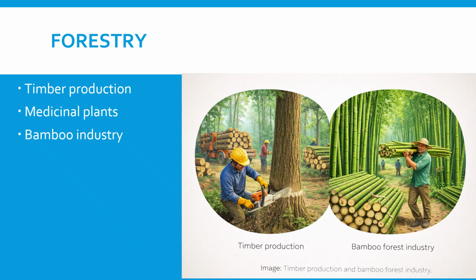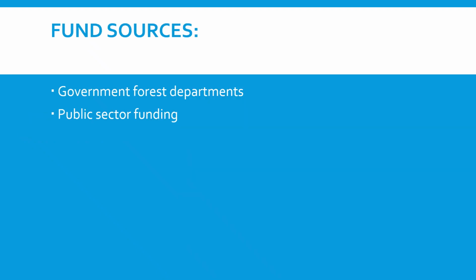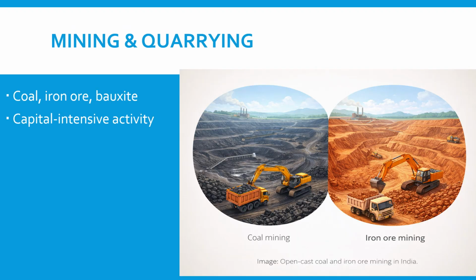The next major primary sector category is forestry. Forestry includes timber, medicinal plants, bamboo industry majorly. For the forestry, major fund sources are the government forest department and public sector funding.